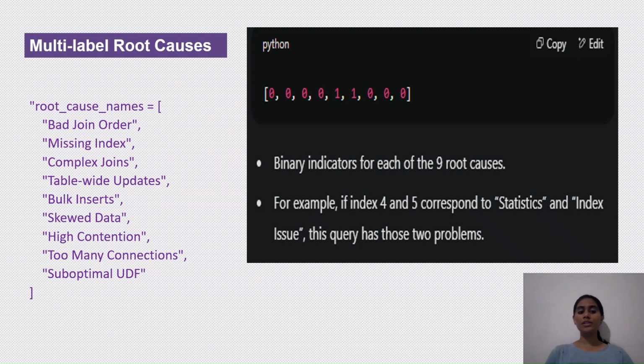Then these are all the types of root causes that we have. We have 9 root causes, such as bad join order, missing index, and a few more. So this is basically how we represent our root causes as a list.